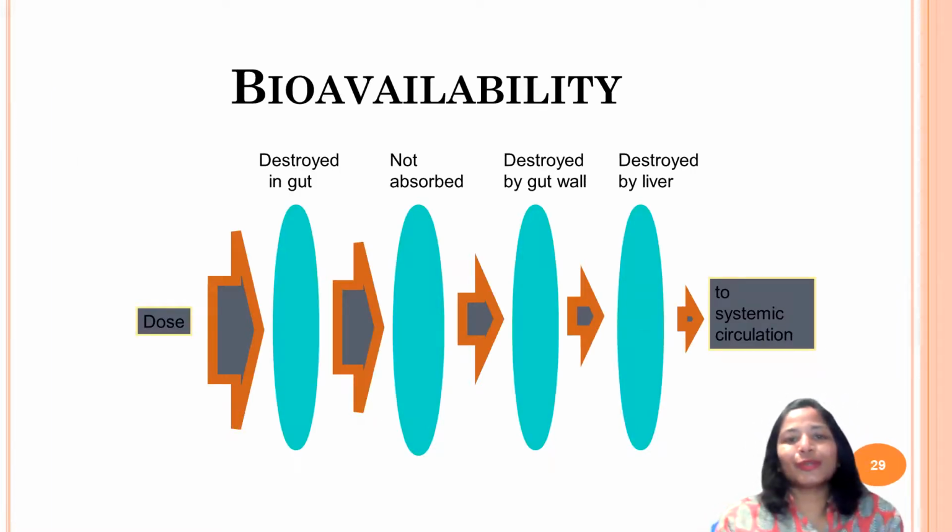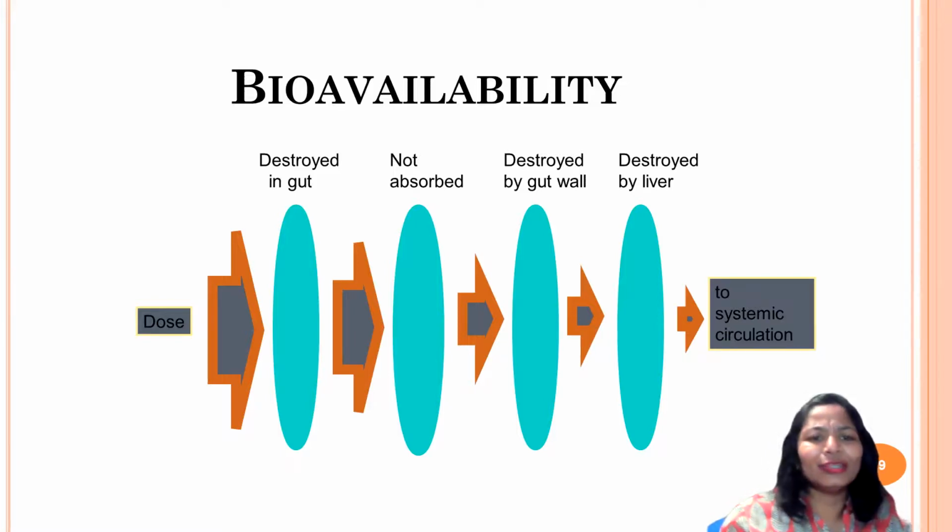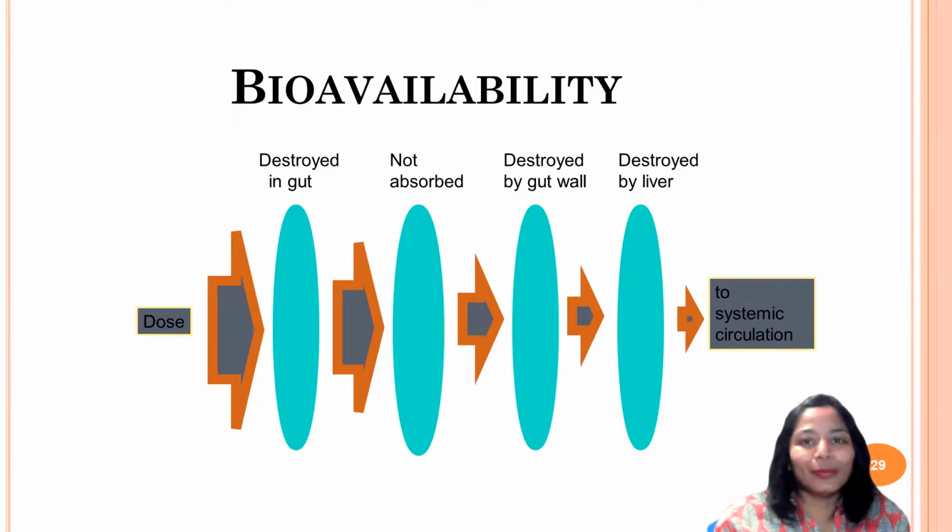The final one that we are going to talk about is bioavailability. So we have a dose of the drug which is given. Some of it is destroyed in the gut. Some is not absorbed. And some of it is destroyed by the gut wall. Then some is destroyed by the liver. Then it goes into the systemic circulation. Let's say that you give 100 milligrams of the drug as a dose. How much is going to come into the systemic circulation if it is given as the oral dose? How much is going to come in? Probably about nanograms or picograms will be coming into the blood.